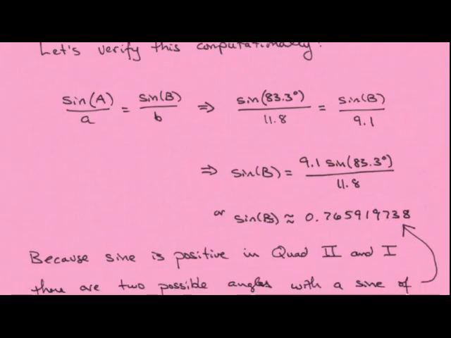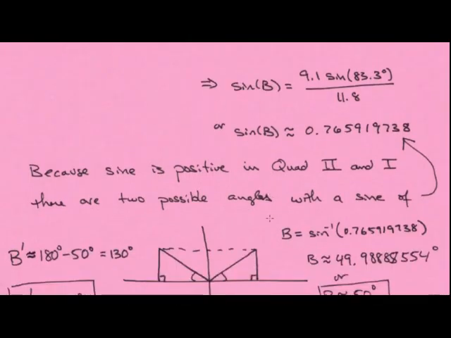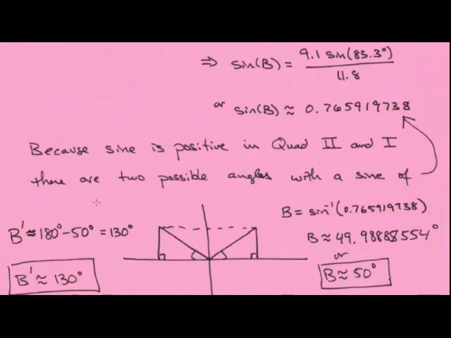Okay, now comes where sine comes into play, because sine is positive in quadrants 1 and 2. The angles of a triangle can be any value between 0 and 180 degrees. And so this means that we could have two possible angles that each have a sine of 0.7659193738: one angle in quadrant 1 and one angle in quadrant 2.